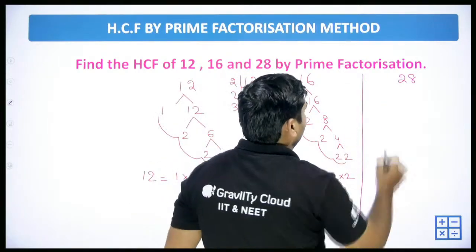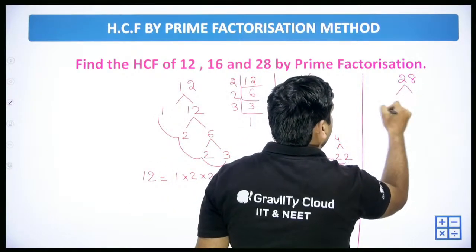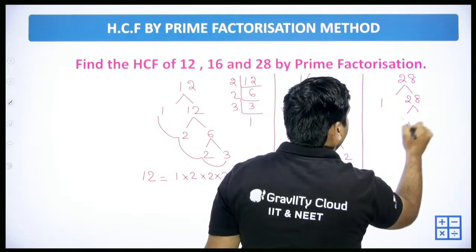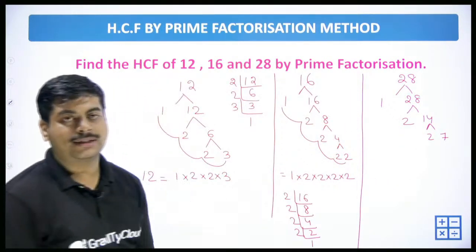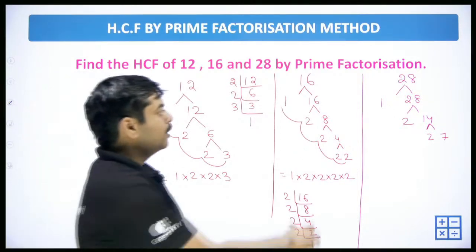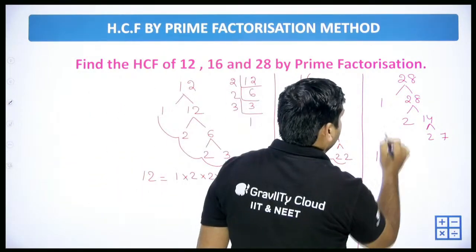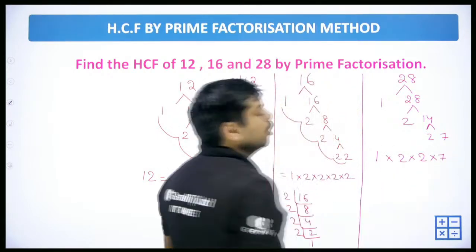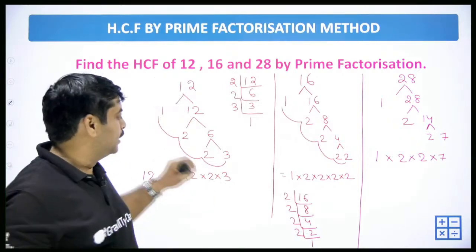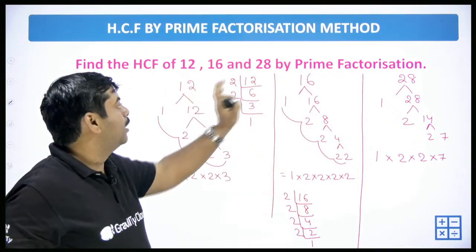Now, let's move to 28. 28 can be written as 1 into 28, 2 into 14, 2 into 7, and that's all. We have all the prime factors here. So that will give you 1 into 2 into 2 into 7. So we got all the prime factors for 12, 16 and 28.